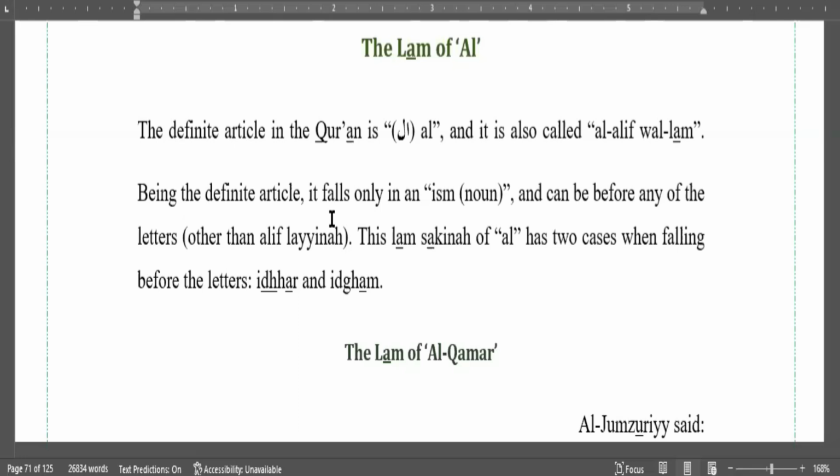According to others, the definite article, it's both of them, Hamza and lam. And those who said it's both of them, Hamza and lam, they differed about its name. So some of them said the name of this harf is Al. And some of them said the name of this harf is Al Alif wal Lam.